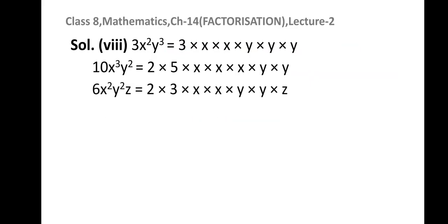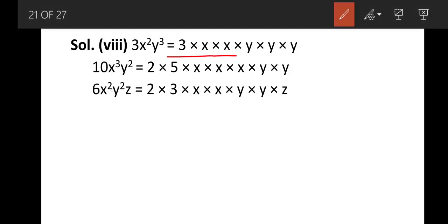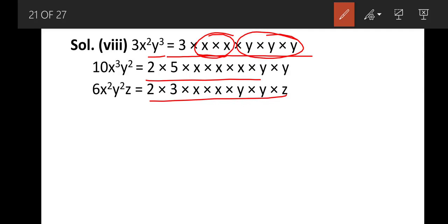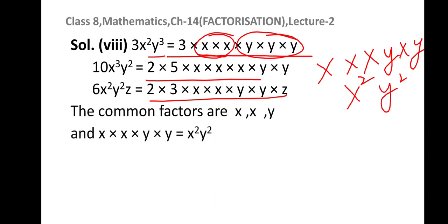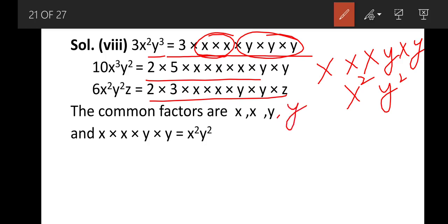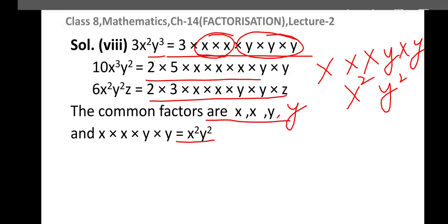These are the terms for this. We have written like this: 3 into x into x. If x is present 2 times, you will be writing x into x. Y is present 3 times, so y into y into y. Likewise, you can factorize these. And what are the common factors? X into x, 2 times x is common, and 2 times y is common. So x square, y square you will be writing after multiplication. One y is missing here, so it will also be written y. So xx, yy are the common factors. So x square, y square you can write after multiplication.